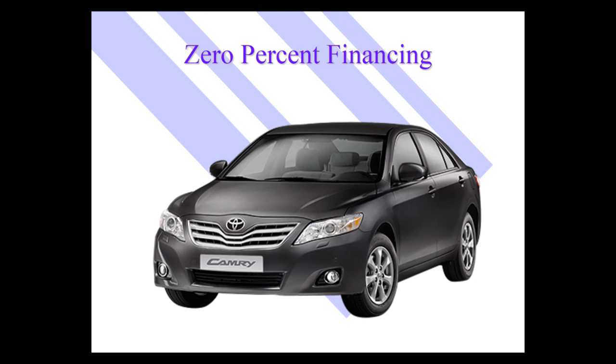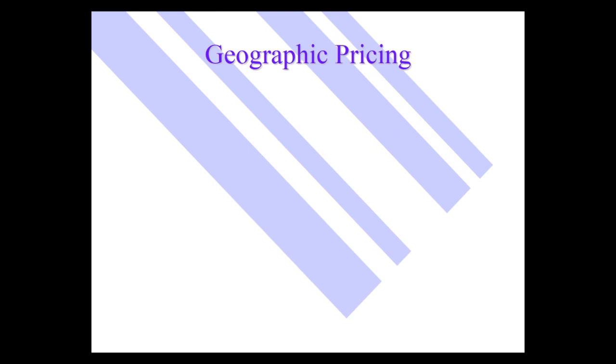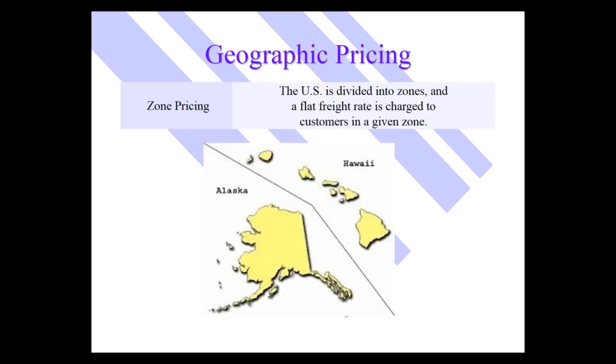Last tactic to talk about is what's called geographic pricing, and this simply means that the price varies depending on where it is sold. Zone pricing, oftentimes companies will break the U.S. up into zones, and a flat rate is charged to customers in a given zone. Certainly anyone who's ever lived in Hawaii or Alaska knows all about zone pricing, because things are always more expensive in Hawaii and Alaska because they add on that extra freight cost.